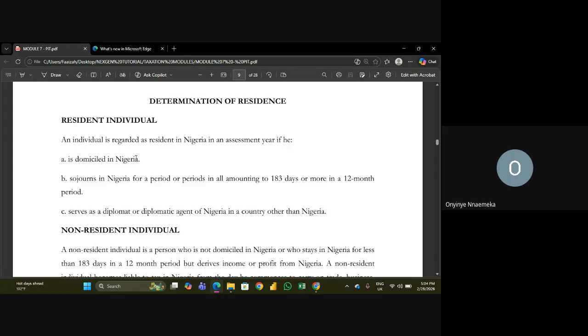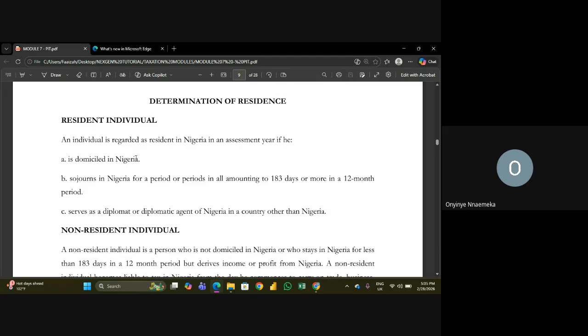Number two, you sojourn in Nigeria for a period amounting to 183 days or more in a 12 calendar month. So now, you are not entirely domiciled in Nigeria, but you have stayed in Nigeria for 183 days or more. It can be 200 days, it can be 250 days in a particular year. When we talk about a year, that is a 12-month period, it could be January to December, it could be June to July, it could be March to April. It's not compulsory January to December. As long as you count 12 months and you have used more than 183 days, then you are regarded as a resident of Nigeria.